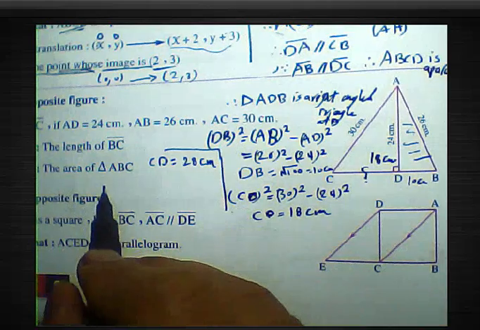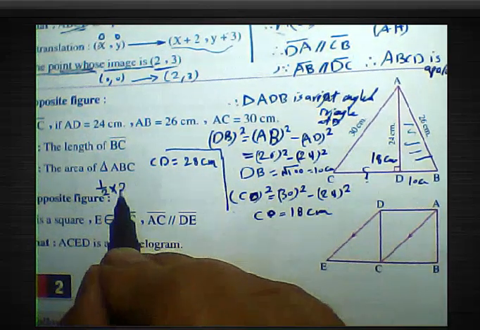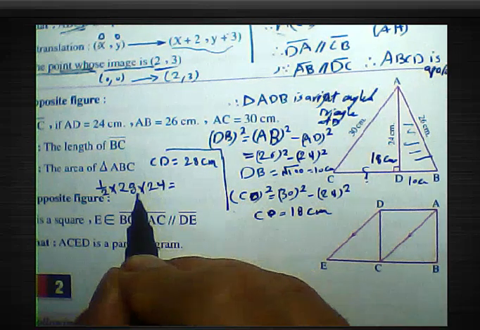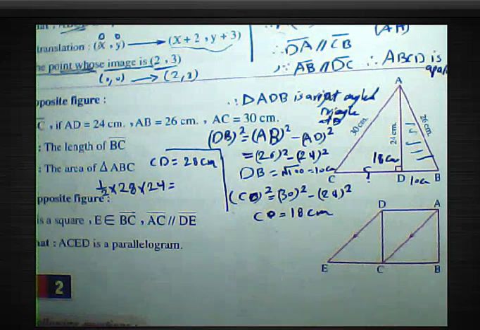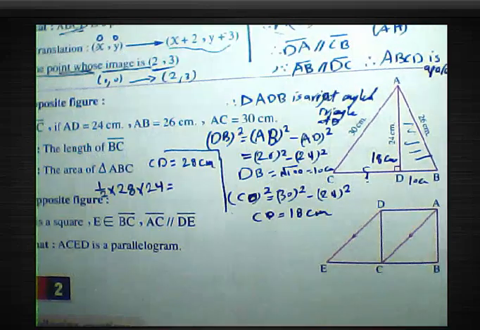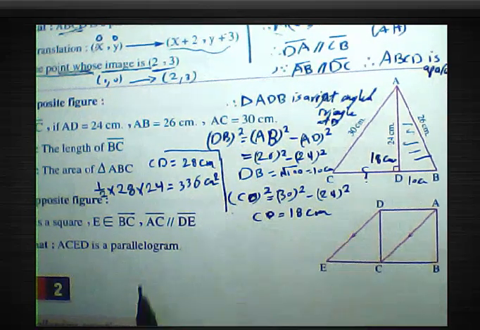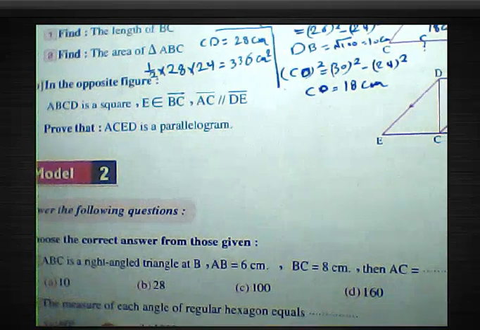Okay, and the area of the triangle equals half multiplied by the base, 28, multiplied by the height, 24. Half of 24 equals 12. 14 times 24 will be 336 square centimeters. Look at the next question here.